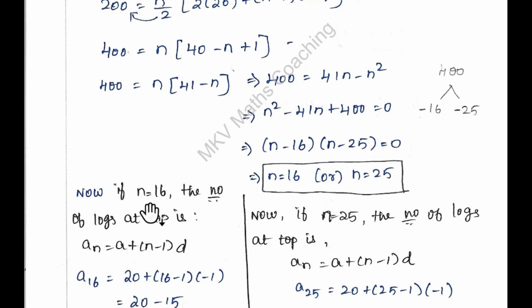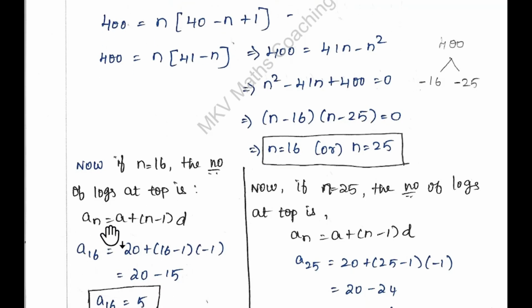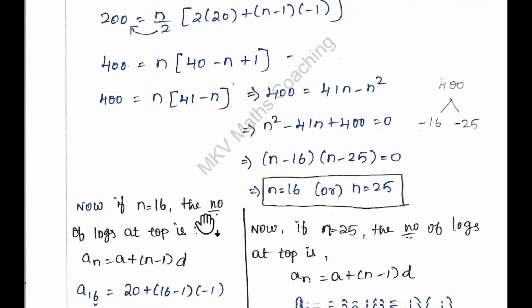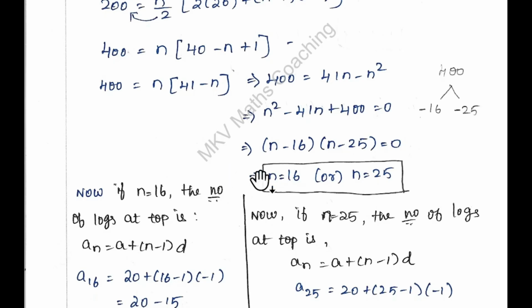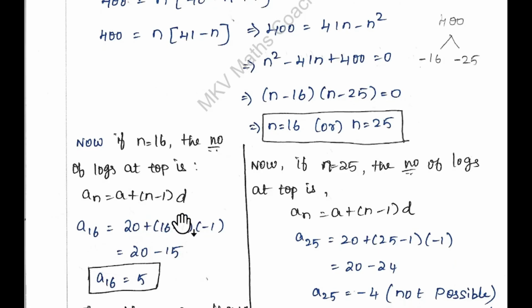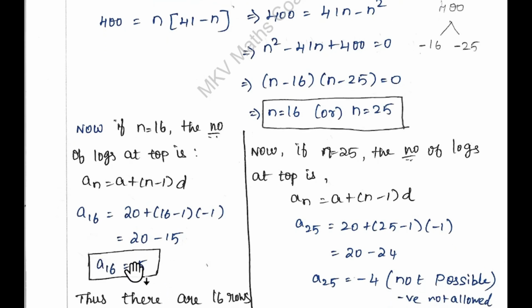In the first case, case 1, if n equal to 16, the number of logs at the top row is the nth row, right? Top row means that is the nth row. So take the an formula. What is the n value? We have two cases, n is 16, n is 25. So for the first case I'm taking n is 16. So substitute, instead of n it is 16 and a value is 20. n is 16 minus 1, d is minus 1. Just calculate it. I'm getting a16 as 5. So in the top row I have 5 logs.